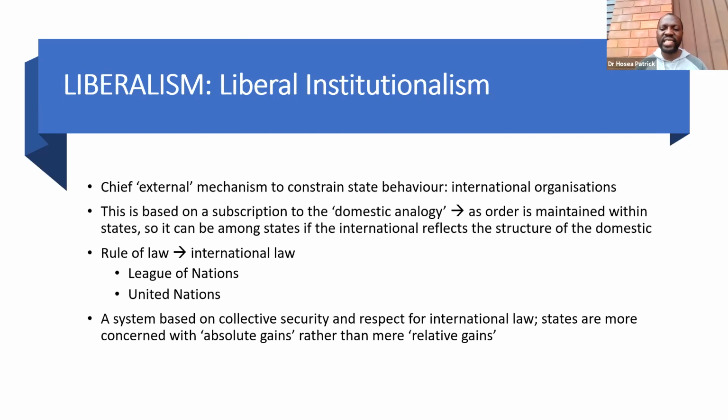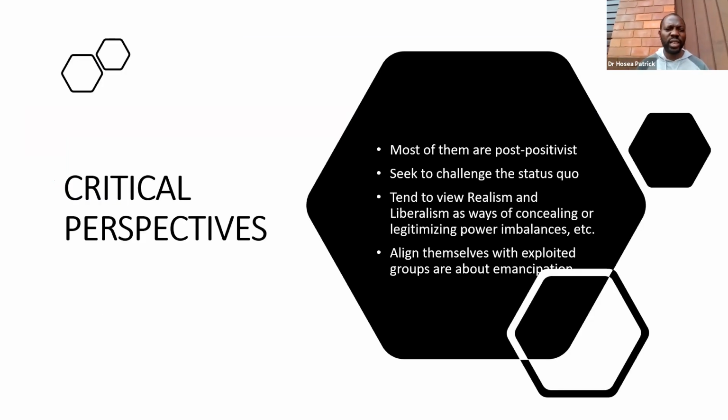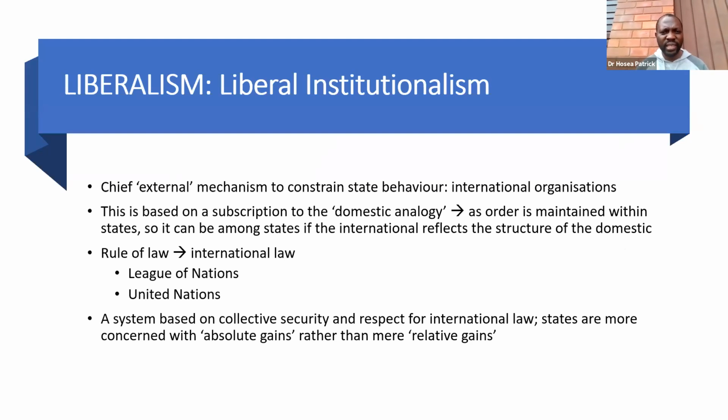For liberal institutionalism, states are more concerned about absolute gain rather than relative gain, right? We are concerned about the gain of all rather than the gain of one within the international system. So let's work on the gain, let everybody benefit rather than allowing just one to benefit. That's the argument under liberalism. While realists argue that states are more concerned about relative gain than absolute gain. So they prefer for the one state to gain than for the entirety of the states to gain. So basically, these are the arguments in liberalism.